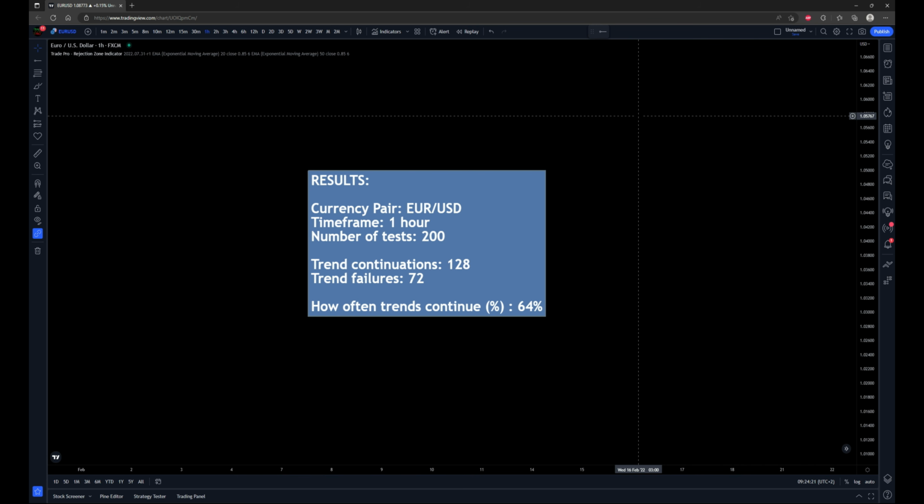All right, results are in after the 200 back-tested pullbacks or dips, and so let's check it out. This was tested on euro against the US dollar on a 1-hour time frame. It was tested 200 times in a row, and out of those 200, there were 128 trend continuation moves and 72 trend failures. So let's put it into a percentage. How often do trends continue? About 64% of the time, which is very good, seeing as this essentially gives trend traders a built-in edge to the market.